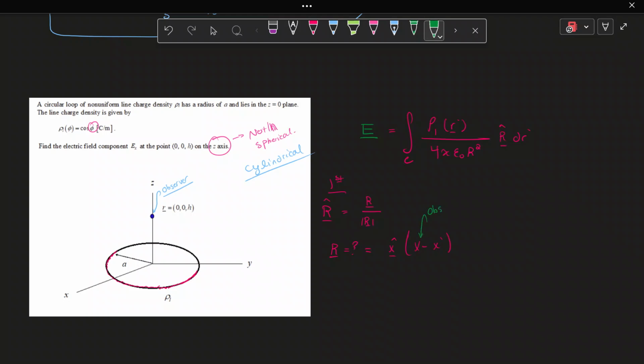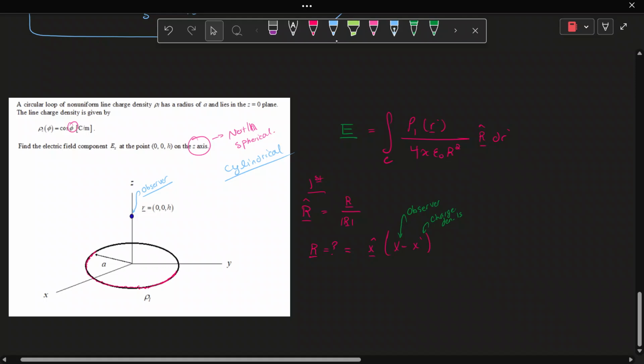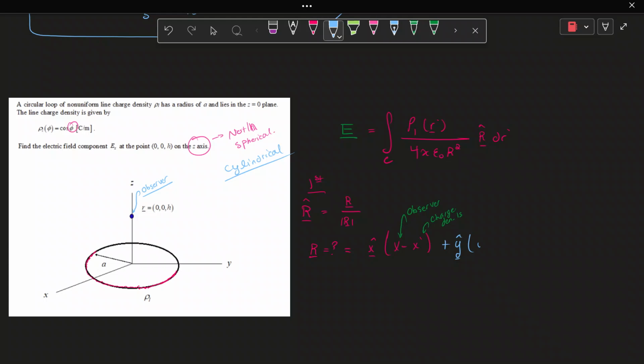This is our observer, and this is where our charge density is. That's the position at which our charge density is. Now we do plus y hat, y minus y prime, plus z hat, z minus z prime.